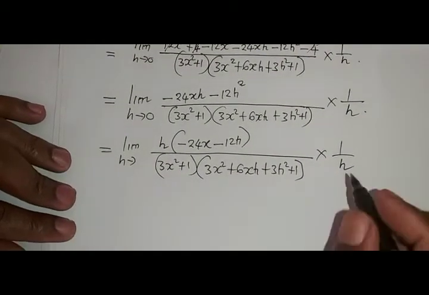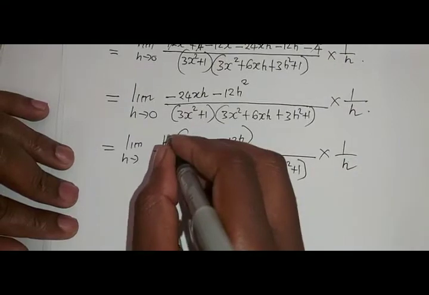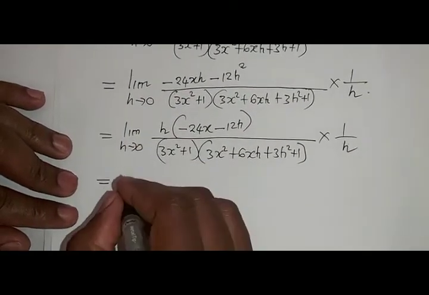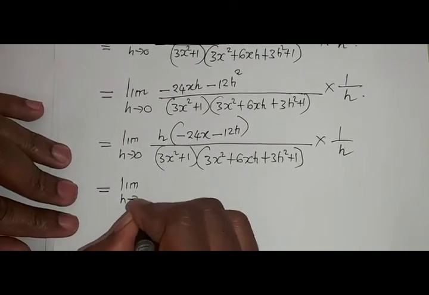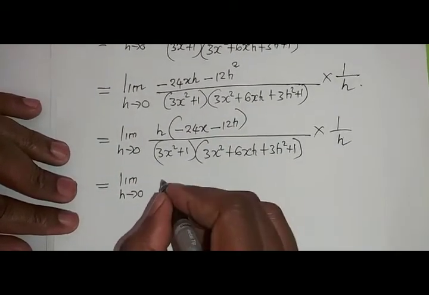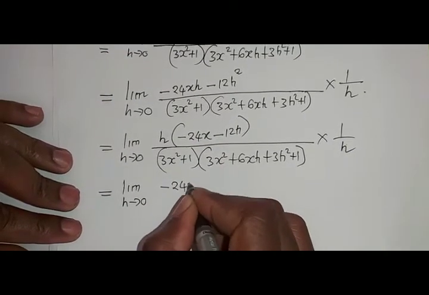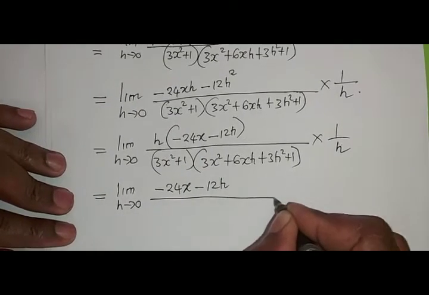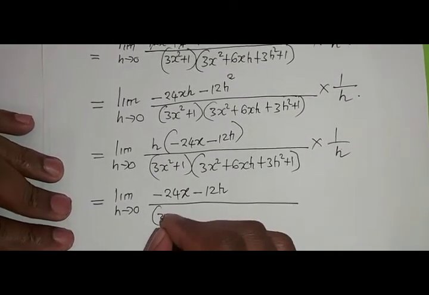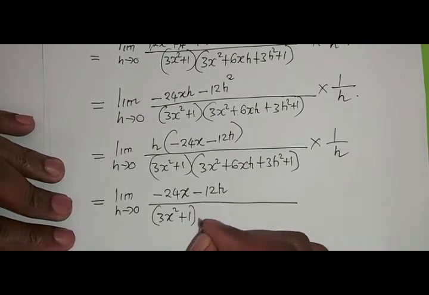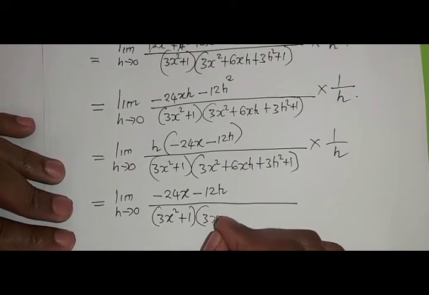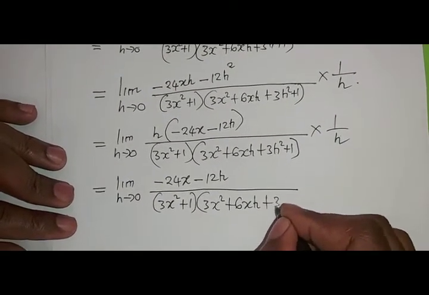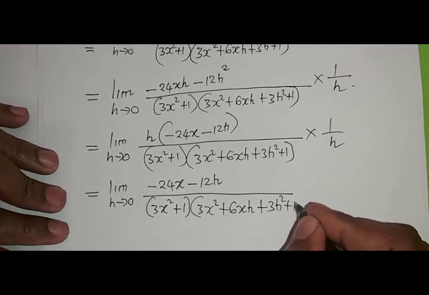Right, can you now see? My h will cancel with this h there. Then I'll be left with the limit as h approaches 0 of minus 24x minus 12h, all over 3x squared plus 1 into 3x squared plus 6xh plus 3h squared plus 1.